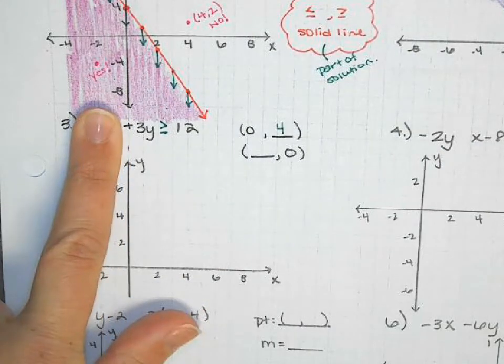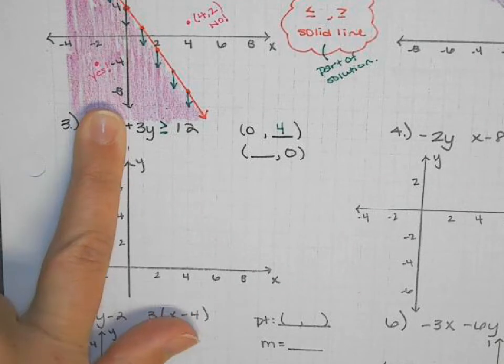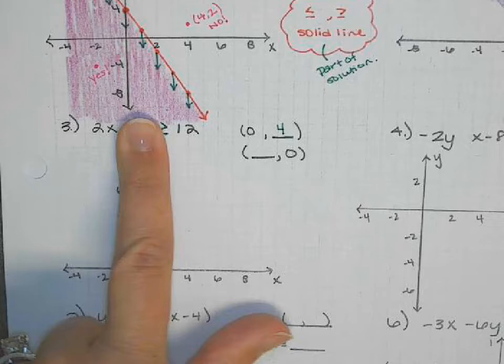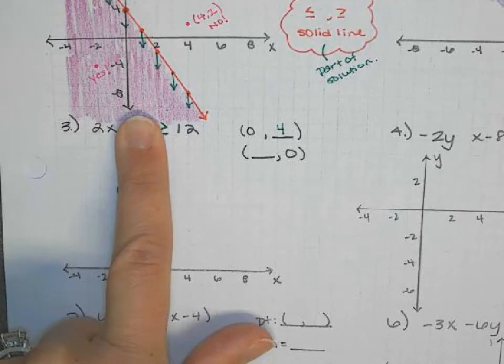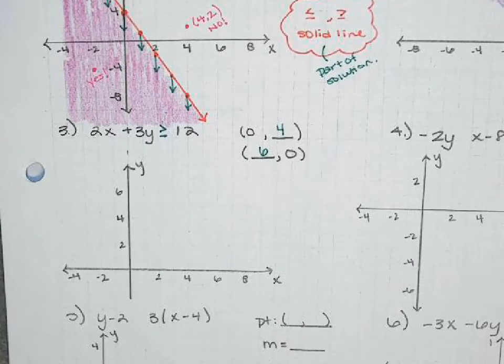No, it should be positive. 3 times 4 gets you 12. Oh, I thought there was a negative sign. Okay. If I plug in 0 for y, 2 times what value gets you 12? So those are going to be 2 points on your line, 0, 4.